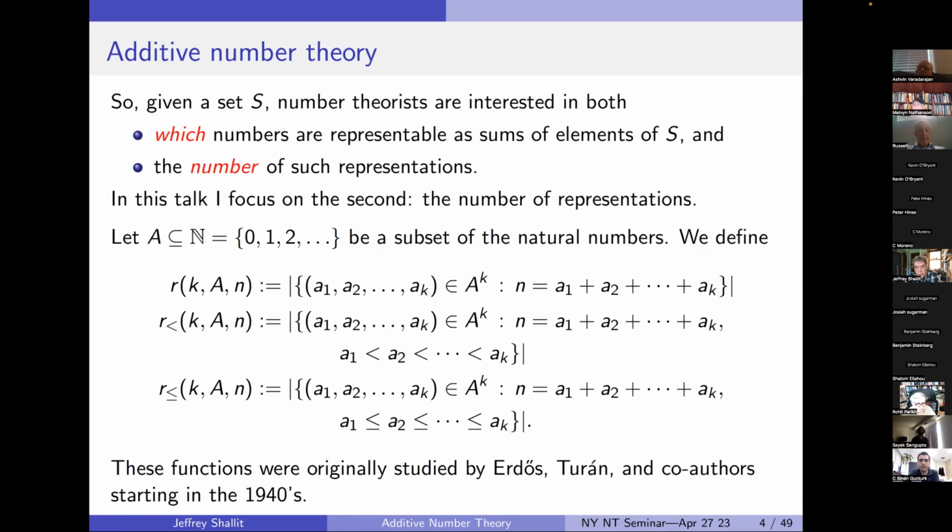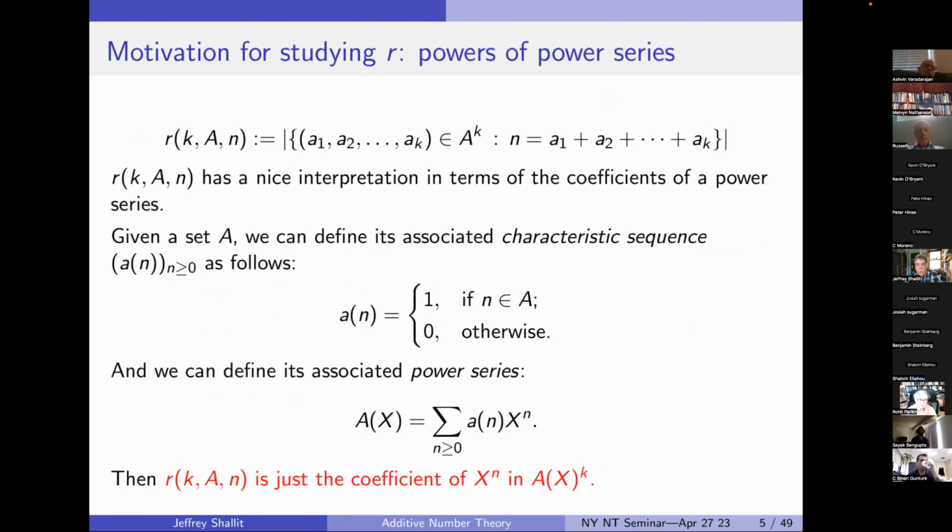So those are 3 representation functions, and they were originally studied by Erdős and Turán and their co-authors starting about 70 years ago. So what's the motivation? Why would anybody be interested in studying these? Well, for R, it has a nice interpretation in terms of coefficients of power series.